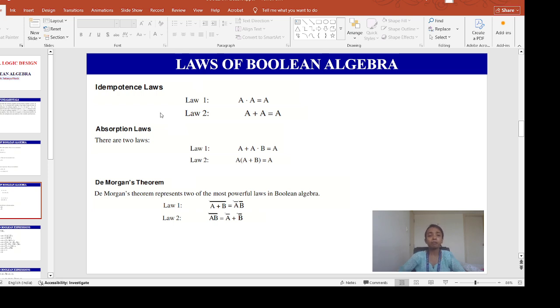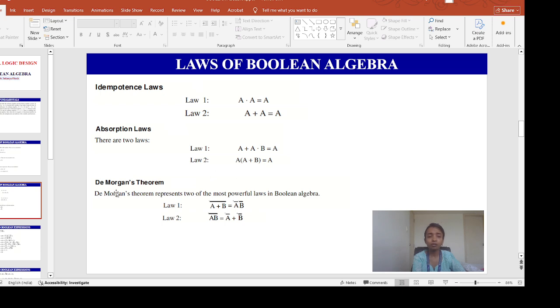Next one is idempotence law. First law we can write as per idempotence law, A dot A equals to A, and second law, A plus A equals to A. Absorption laws. First law we can write as A plus A dot B equals to A, because if you take A common, then 1 plus B. 1 plus B equals to 1, so remaining is A. Second law, A into A plus B equals to A.